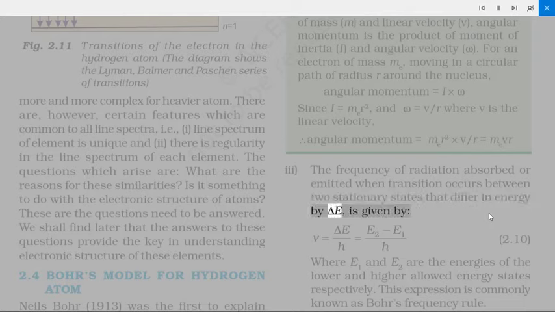3. The frequency of radiation absorbed or emitted when transition occurs between two stationary states that differ in energy by ΔE is given by nu = ΔE/h = (E2 - E1)/h (2.10), where E1 and E2 are the energies of the lower and higher allowed energy states respectively. This expression is commonly known as Bohr's frequency rule. 4. The angular momentum of an electron is quantized. In a given stationary state it can be expressed as in equation 2.11, m e v r = n h/2π, n = 1, 2, 3.